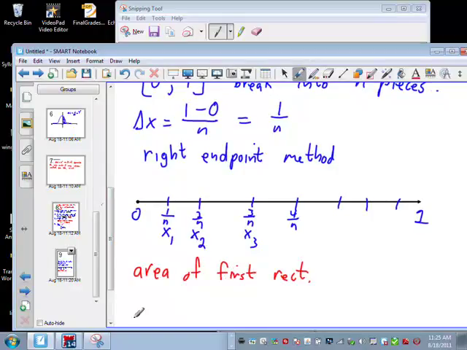Well, the width is 1 over n, but what's the height? The height is f of what? x1, so it's f of 1 over n. Right? That's the height times the width. Any questions on that? But what does f do? What was f again? It squares it, right? So it's 1 over n squared times delta x, which was 1 over n. Is that okay?